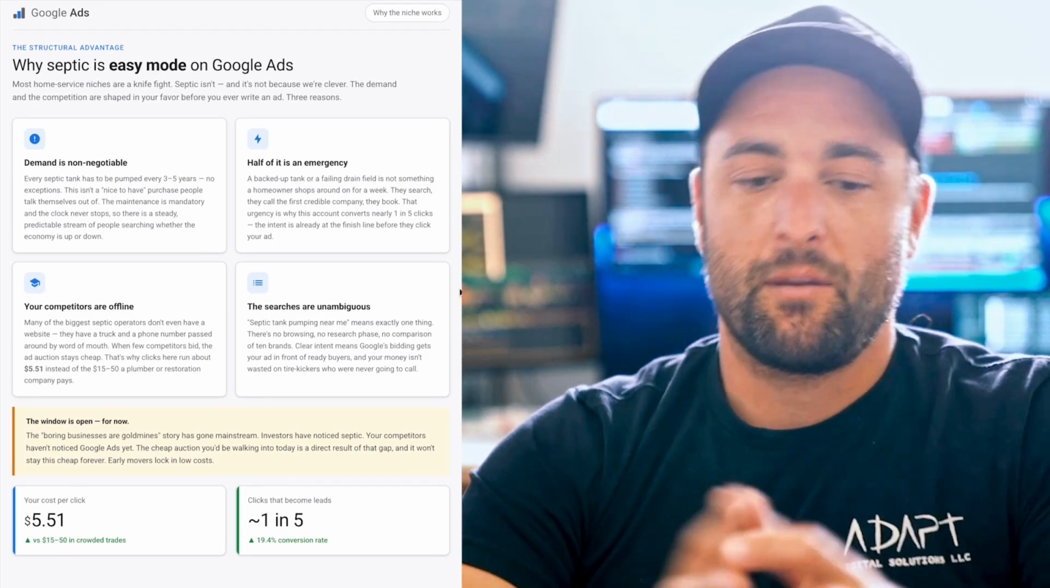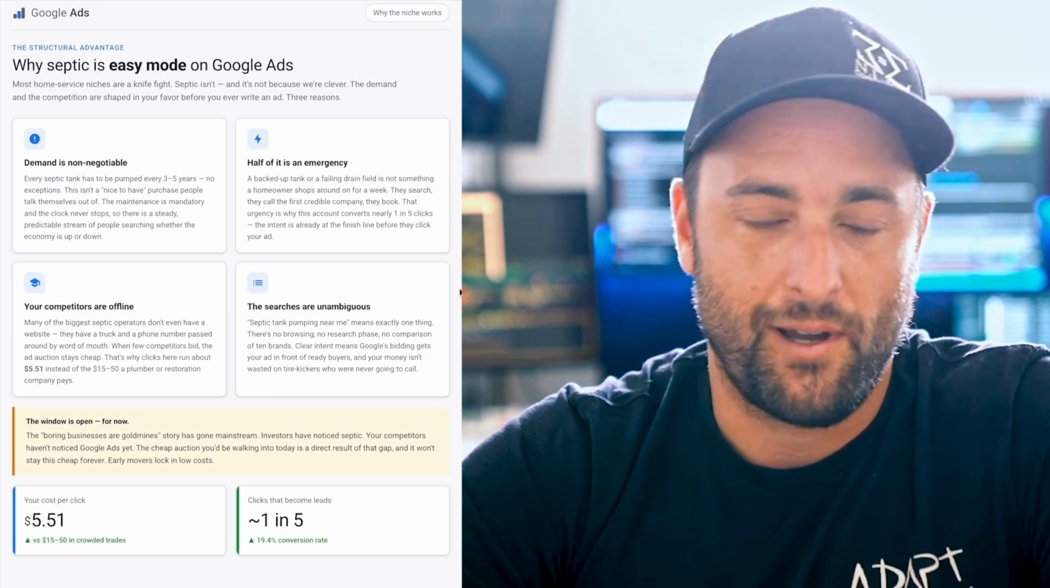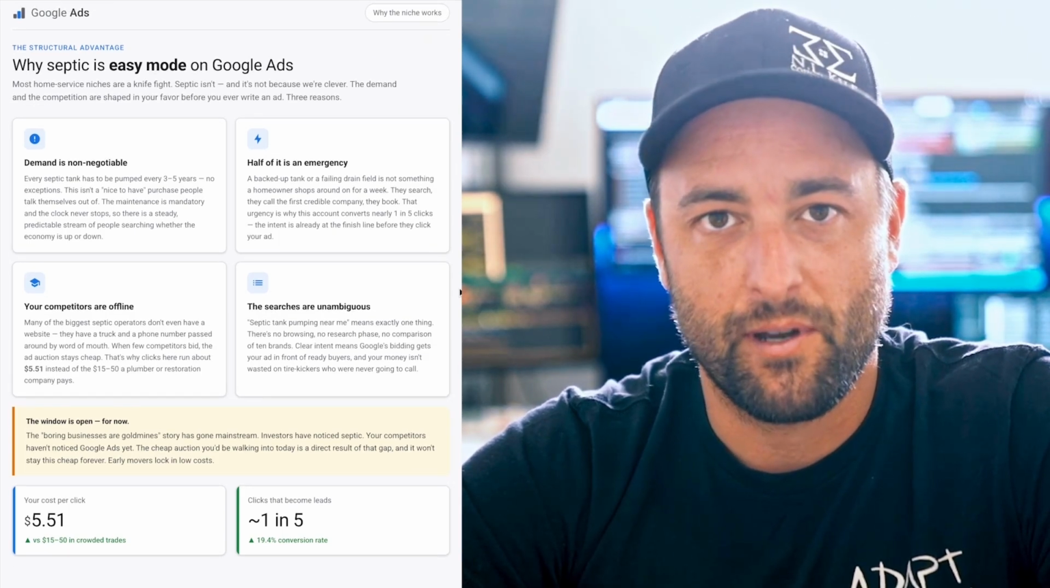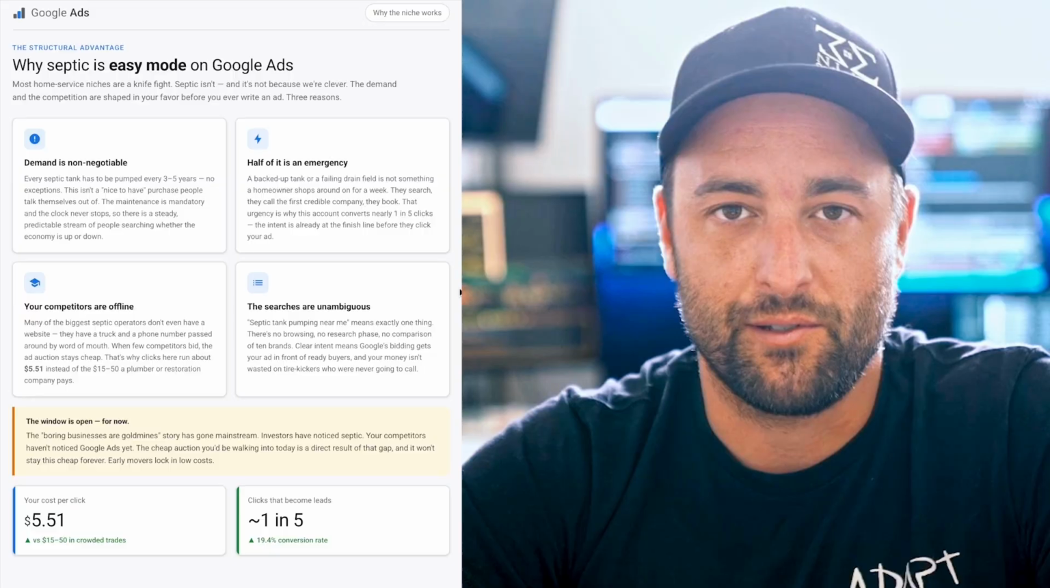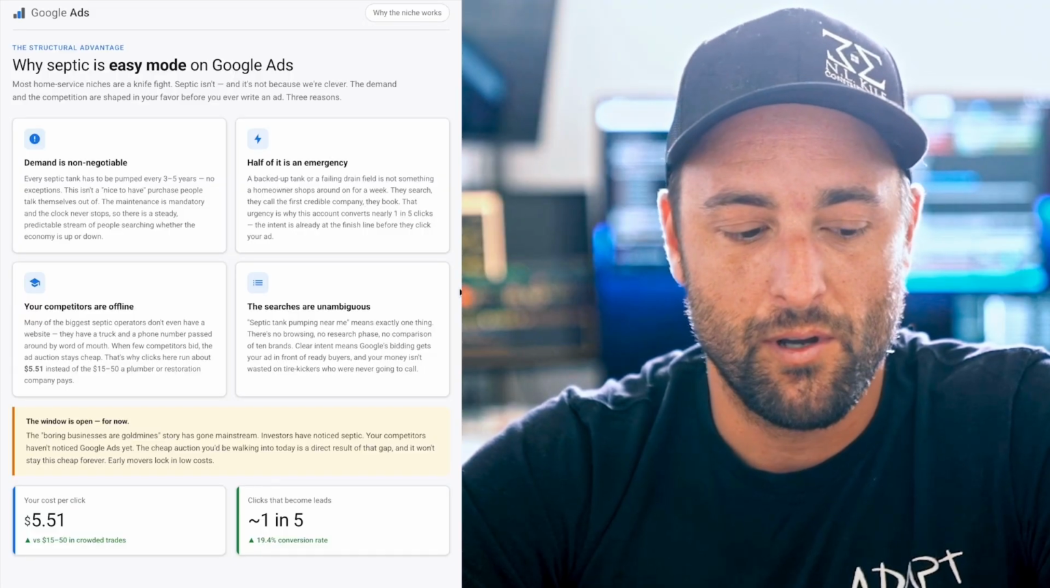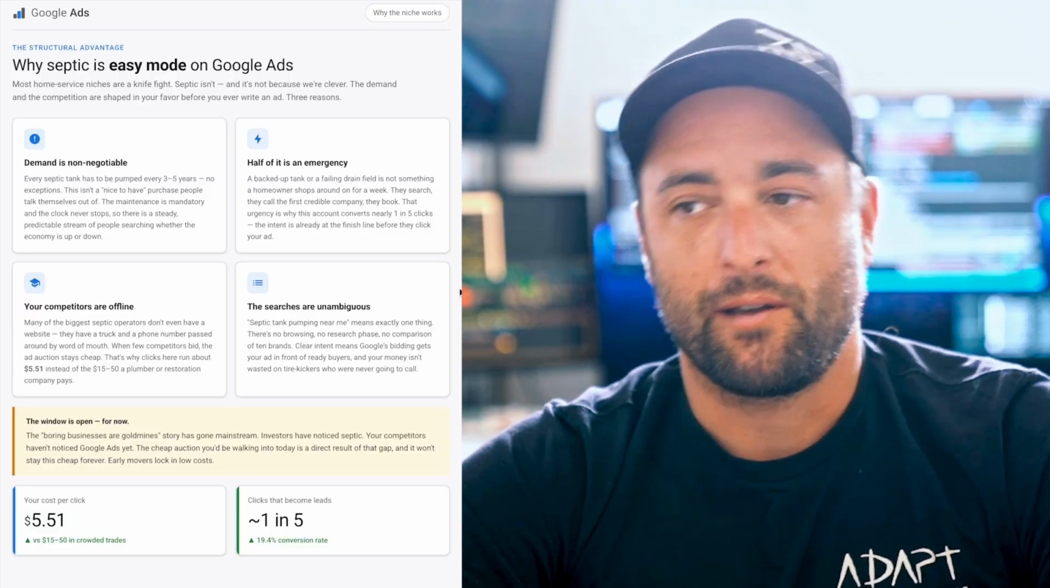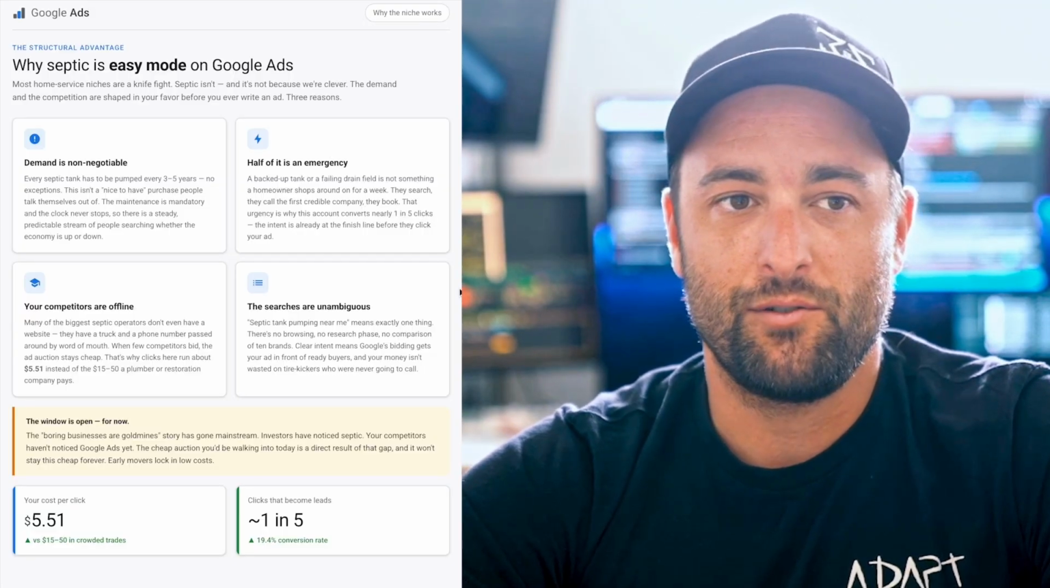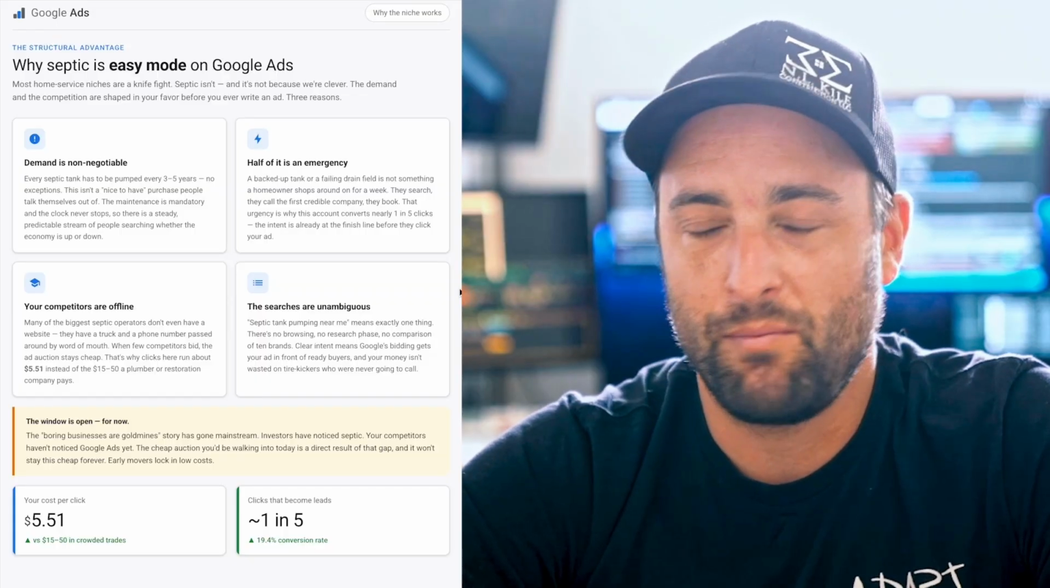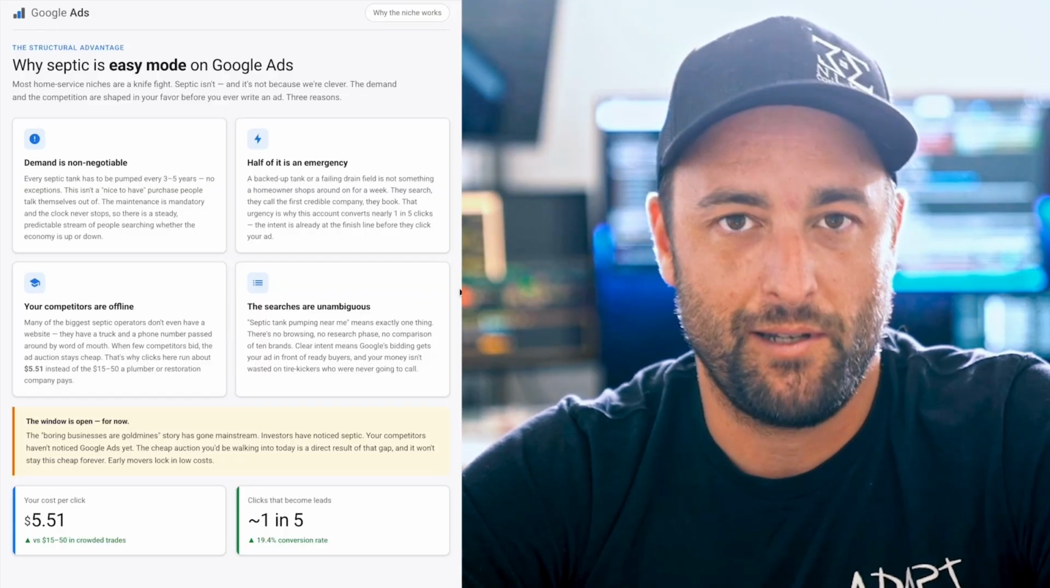So let's take a minute and talk about why Google Ads is so effective for this company and why it's so effective for septic companies in general. So the first one is, when it comes to remodeling, that's usually optional for people. People want a new kitchen. They don't necessarily need one.